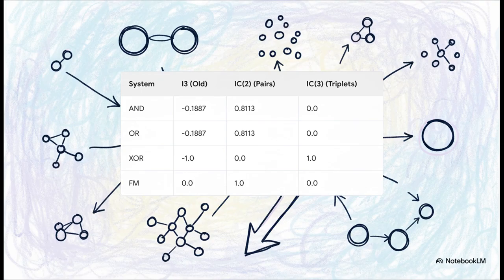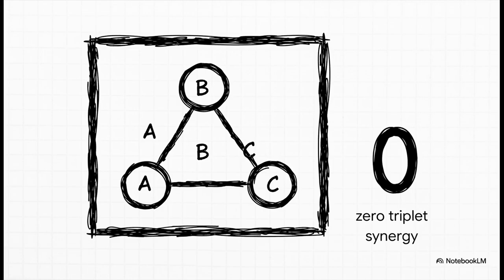For the AND and OR gates, you see that triplet info IC3? It's 0, exactly 0. The tool correctly sees that everything happening in those systems can be explained just by looking at the pairs. But then, look at the XOR gate. It finds 0 pairwise information and 1 full bit of information at the triplet level. It's clean, it's perfect. So what this means is that the tool correctly identifies the AND and OR gates as being built completely from simple two-way relationships. That model we built using only pairs, it explains the whole system perfectly. There's no secret three-way magic going on, which is exactly what we thought.